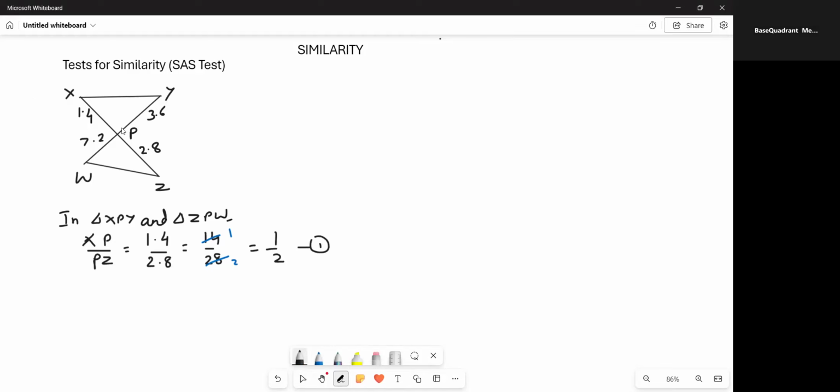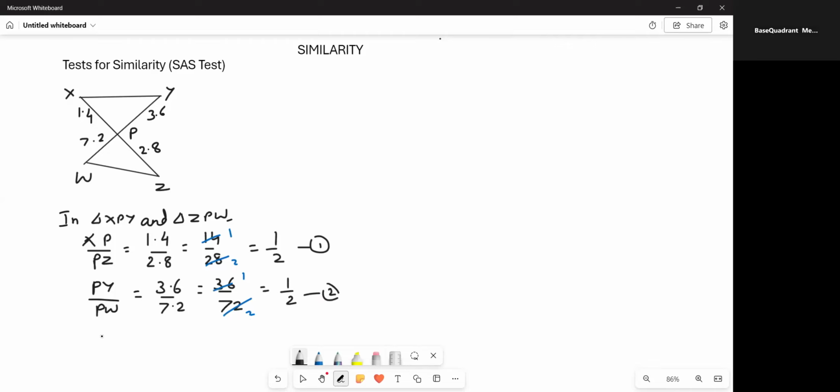Now take the bigger side of the first triangle, that is PY 3.6, and the bigger side of the second triangle, that is PW 7.2. Take the bigger sides ratio. First triangle side PY upon second triangle side PW is 3.6 upon 7.2. Multiplying numerator and denominator by 10, you get 36 upon 72. And you know that 36 twos are 72. So therefore, the value of this ratio is also 1 upon 2.